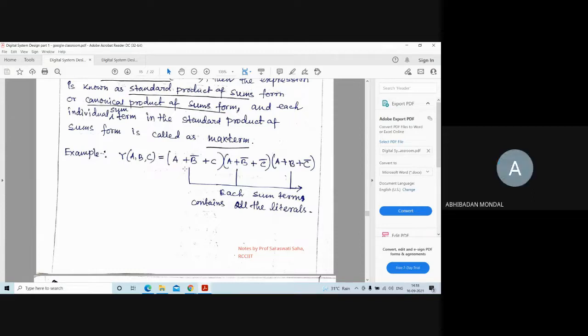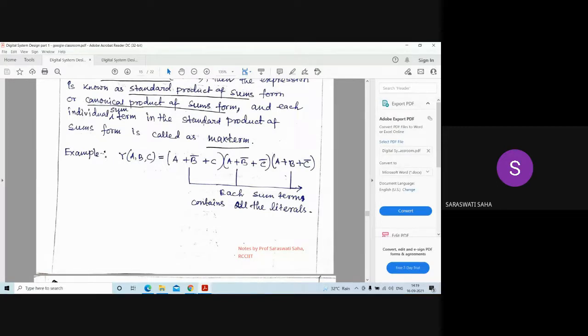Yes, ma'am. Then this kind of representation is known as standard product of sum form or canonical product of sum form. So now you have got the difference between the normal sum of product form or normal product of sum form with the standard sum of product form and the standard product of sum form. Is it clear? Yes, ma'am.